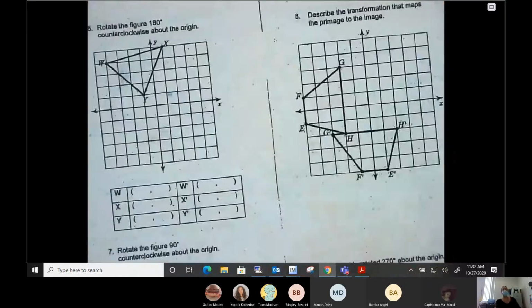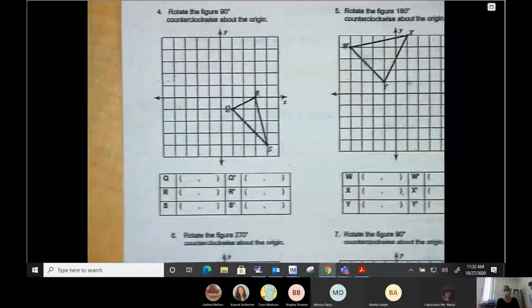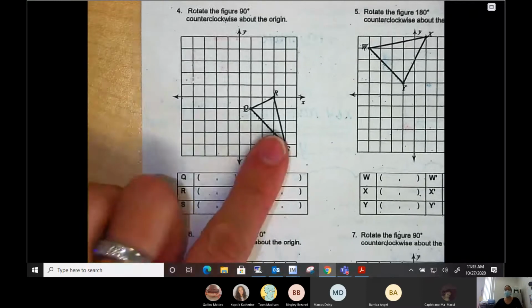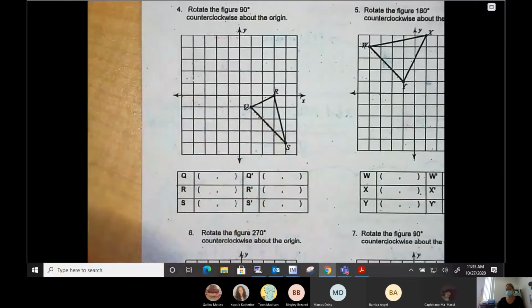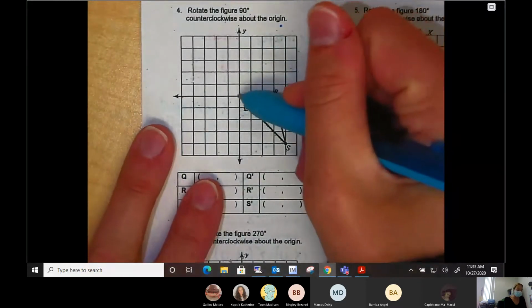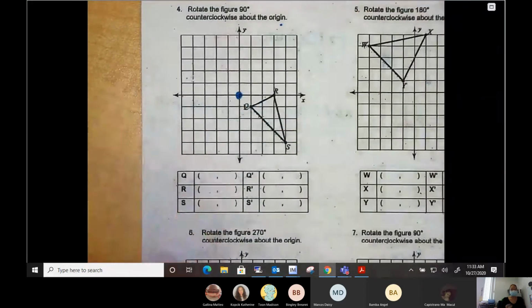Okay. On the back side, you've got a couple graphs this time. So it's still going to be the same thing. We're going to write the coordinates of our new points, and then you're going to graph them afterwards. So we're going to do the coordinates first, and graph second. Now, I have given you the pre-image, the starting point. I also tell you to go to the origin as the point that you rotate around. We're going to rotate this figure 90 degrees.